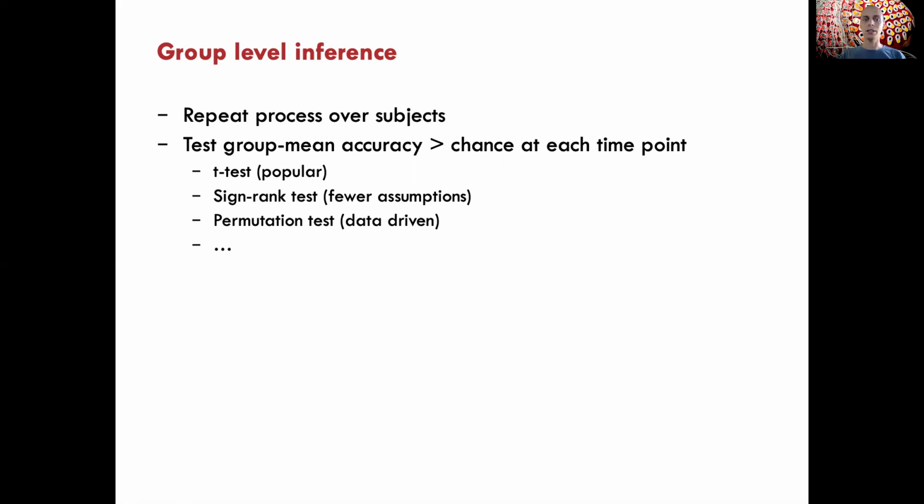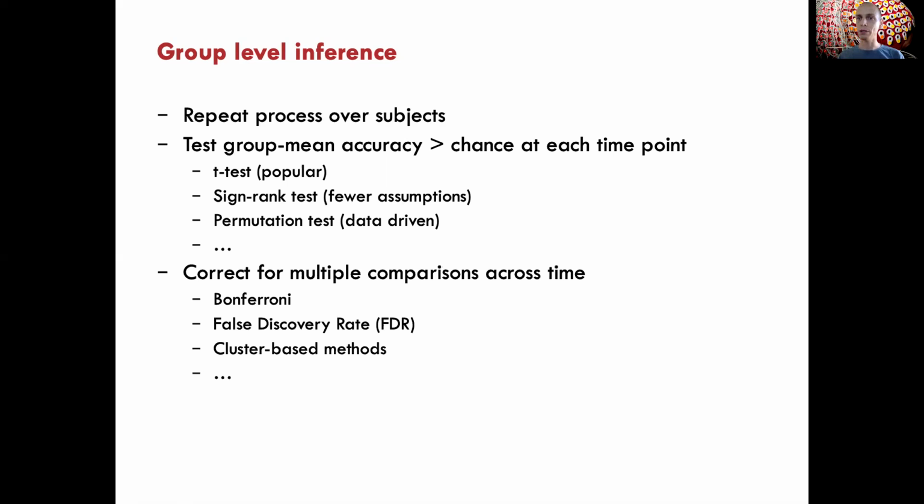Now, importantly, because we're testing these accuracies at each time point in the response, we have to correct for multiple comparisons. So in our case, across time, because we have multiple time points. There's also multiple ways to do this. You can do a very conservative Bonferroni correction. Also very popular is to use the false discovery rate or cluster-based methods, similar to fMRI. I will refer you to the tutorials and reviews to see how to implement these.